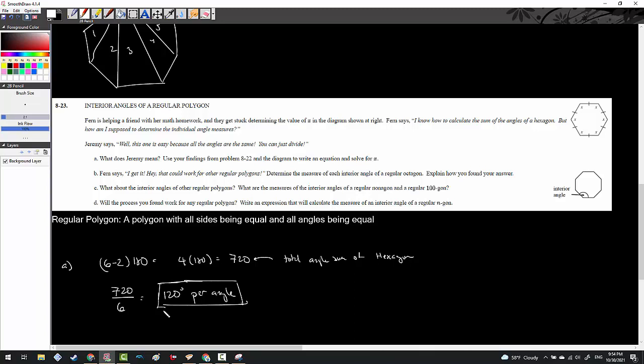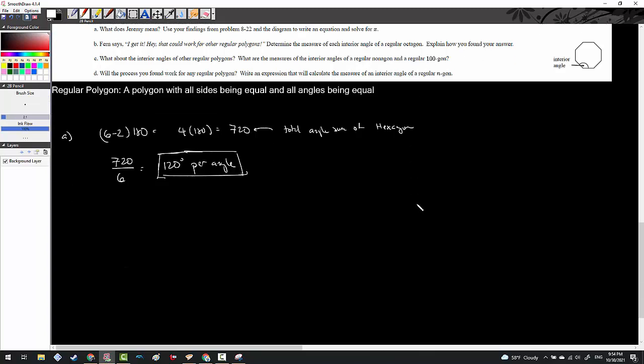Now, how can we be so confident that each one's 120 degrees? Because in an equilateral polygon or a regular polygon, all the angles have to be the same measure, so each x has got to be 120 degrees. And Fern is starting to say that that could work for other polygons. Determine the measures of each interior angle of an octagon. Explain how we found our answer.